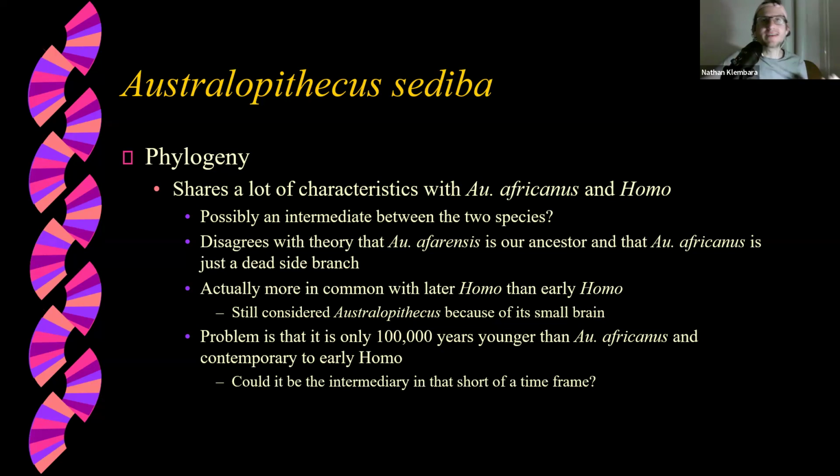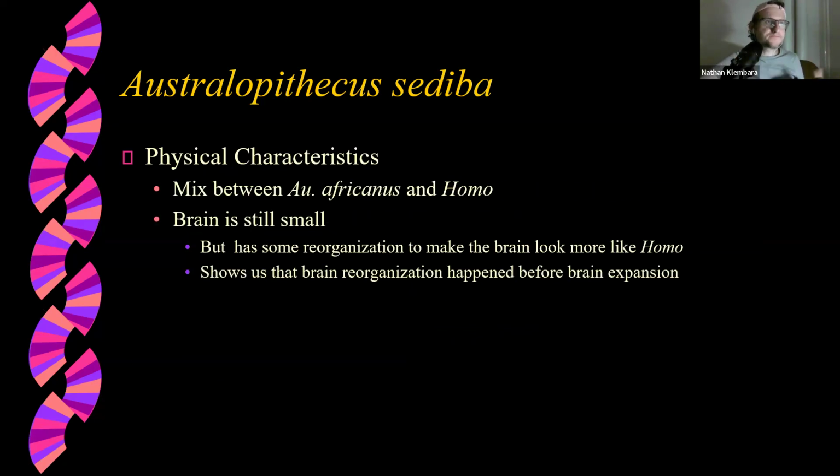I know this is all messy. It's all complicated. It'll start to become a little clearer as we move through the course, but just know that this is all a mess and we don't actually have a good grasp on this because different lines of evidence all contradict one another. Now, as I said, physically, Australopithecus sediba is a mix between Africanus and the members of the genus Homo.